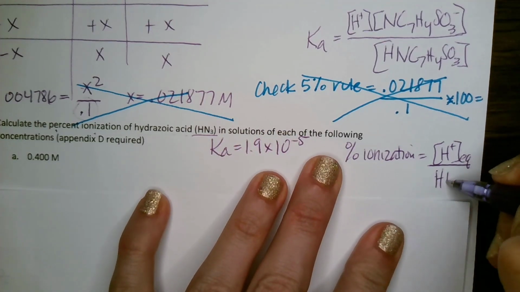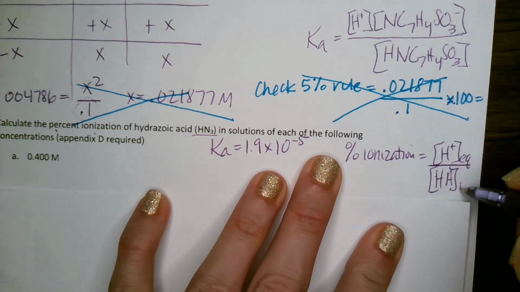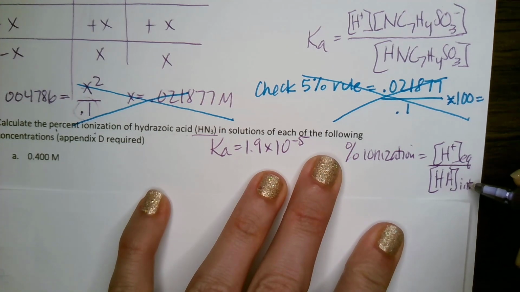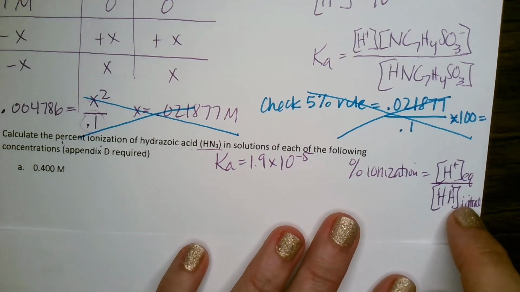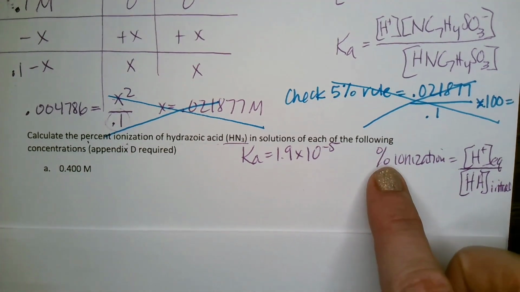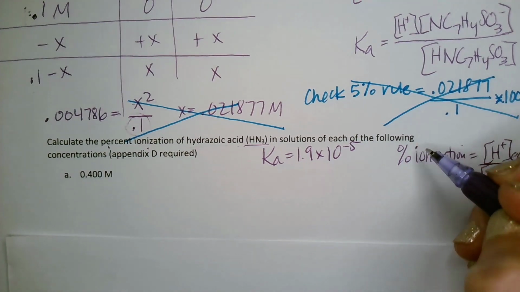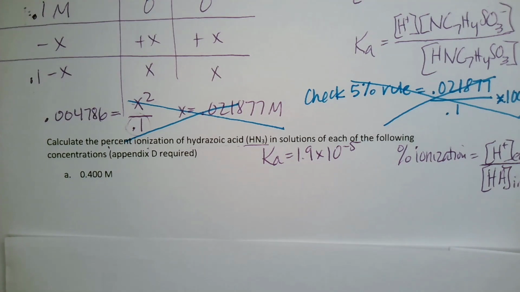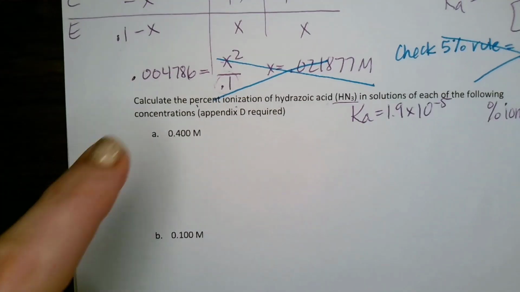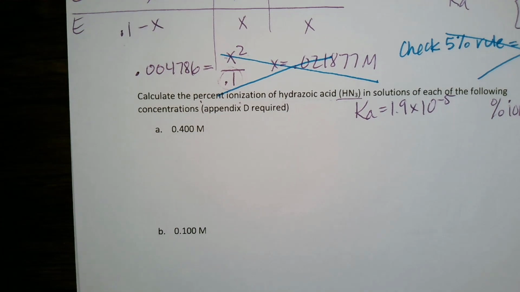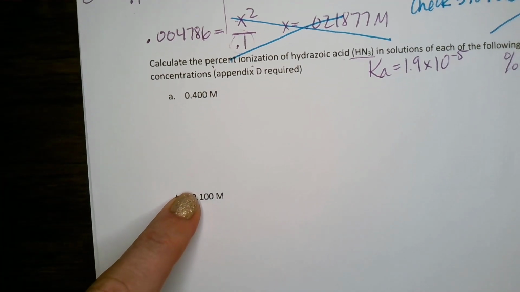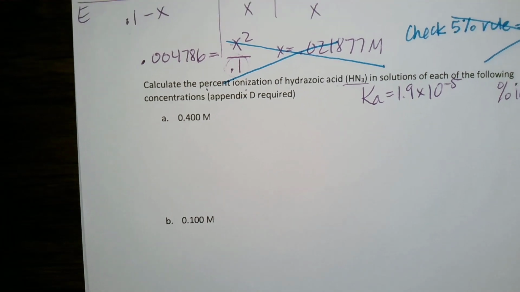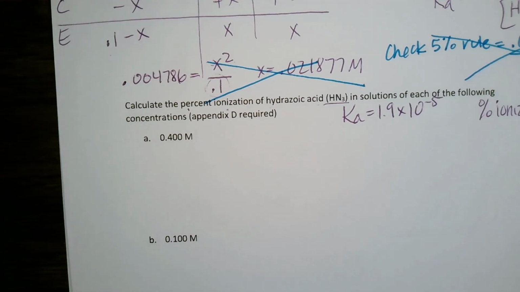So we'll say our HA, that's our initial acid. That'll give us our percent ionization. So we need to do our ICE table, and for here we've got 3 different concentrations to see the percent ionization going from 0.4 down to 0.1 down to 0.04. So our concentration is becoming less and less. So let's see what our ionization is.